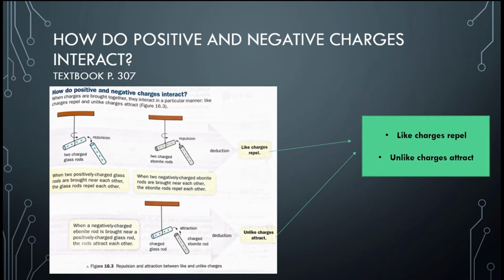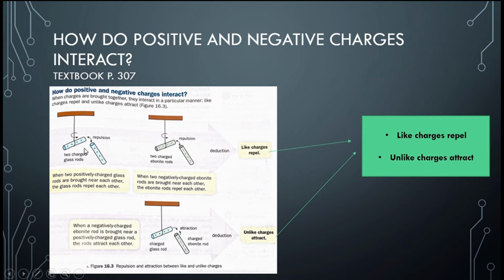Now, how do positive and negative charges interact? Do you remember what you have seen in the simulation? The negative one pushes away the negative in the wall, right? Now, look at this. Can you see two charged rods? In this case, glass rods, okay?